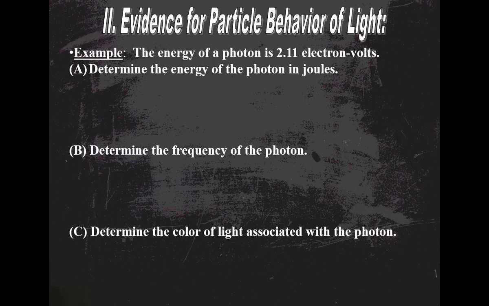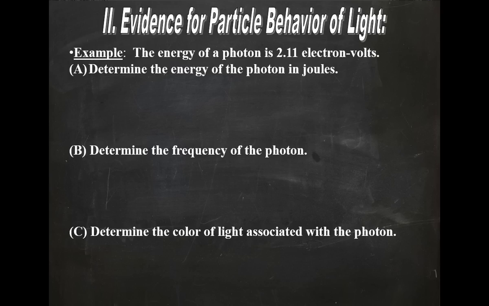Let's take a look at this example. The energy of a photon is equal to 2.11 electron volts. First, we want to determine the energy of the photon in joules. So this is just going to be a conversion. Anytime I do a conversion, I start with what I want to convert, which is 2.11 electron volts. I'm going to multiply by a fraction. What I want to convert to goes in the numerator spot, and we want to convert to joules. What we want to get rid of goes in the denominator spot, and that's electron volts in this case. Based on the ratio I just gave you, 1 electron volt is equal to 1.6 times 10 to the negative 19 joules. So electron volts will cancel out.